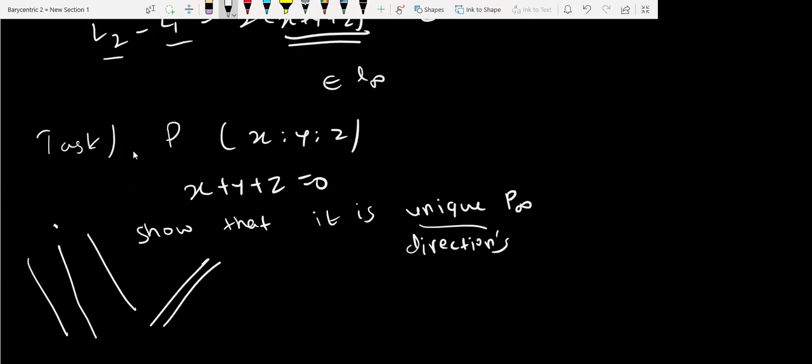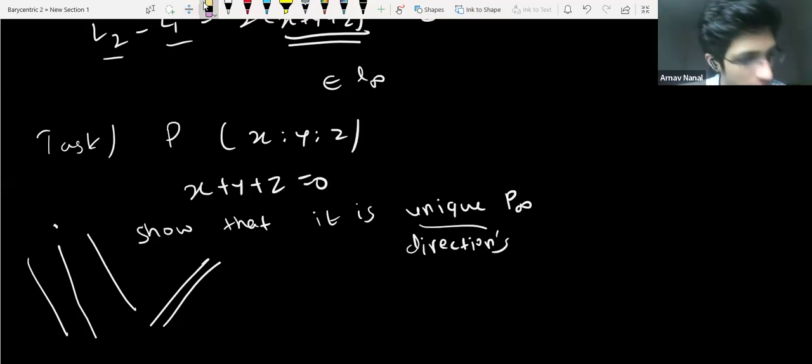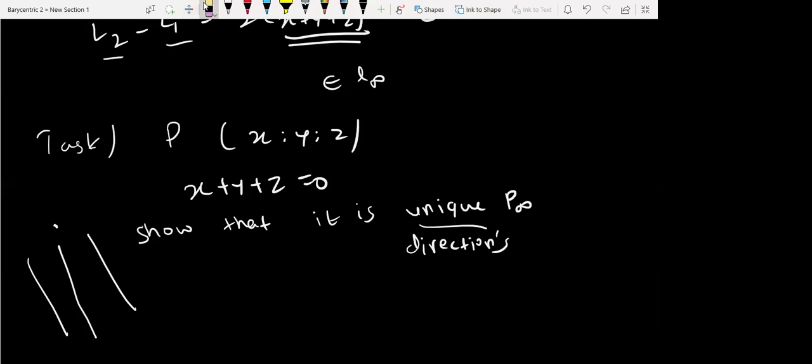So if A is parallel to B and B is parallel to C, and they all three pass through this point P, then it suffices to prove that A is parallel to C. Am I correct?